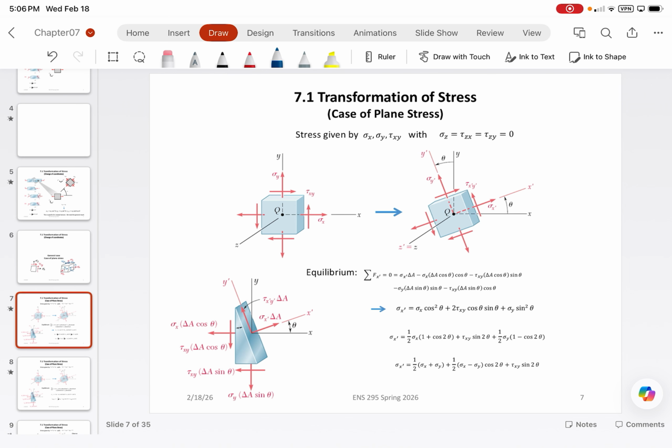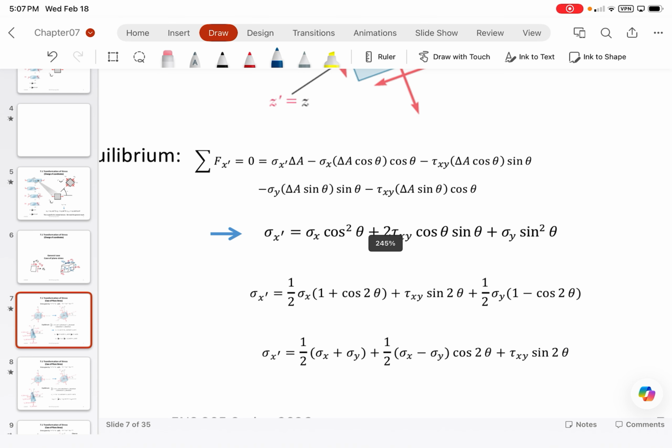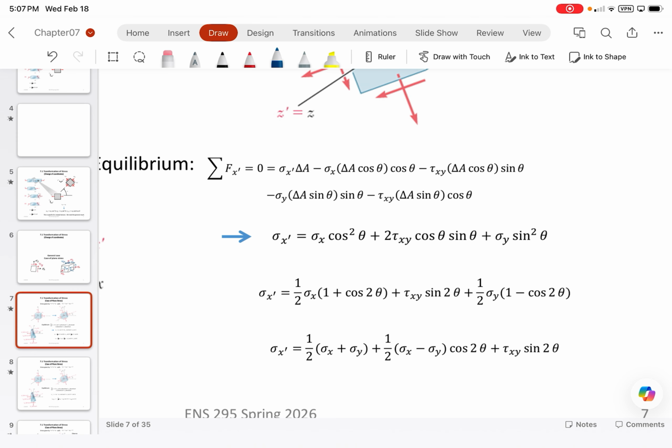So let's consider just the same block. It's a planar element, so we're only considering stresses in the x and y direction as well as shear stresses. Now we need equations in order to analyze what these transformed stresses are. I'm going to zoom in here a little bit. Basically, all of these equations ultimately come down to force equilibrium.